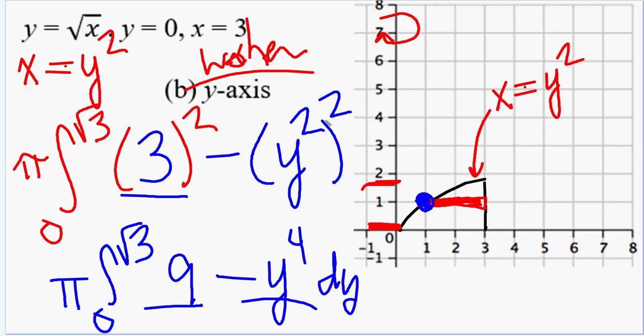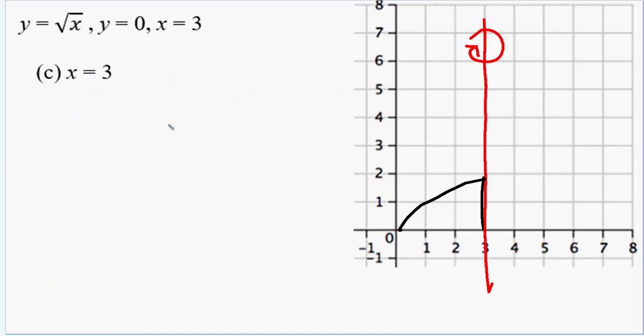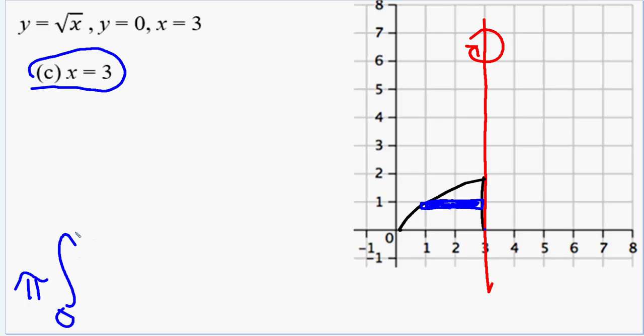Okay, we've done x and y axis rotations. Now let's change it up. We're going to rotate around x is 3. And if we look at our picture here, it's the same plane region, but now we're rotating around this red vertical line going through 3. And I'm going to draw my representative rectangle in there perpendicular to the axis of rotation. We are also perpendicular to the y-axis. So we're going to have the same pi, and we're going to integrate from the same 0 to root 3. Ooh, that's an ugly 3. That's a little bit better. Let's go back to the picture.